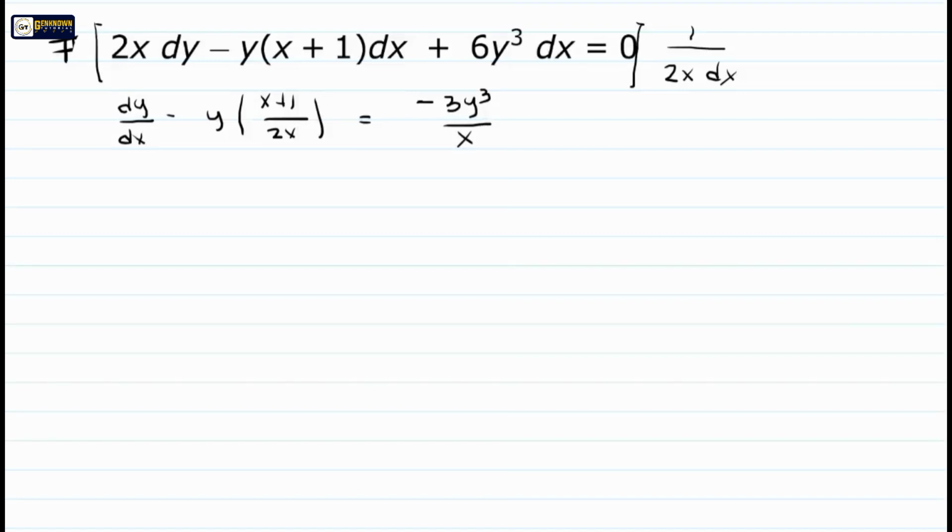So this is already the standard form of the Bernoulli equation, where the P of x is equal to this quantity, (x plus 1) over 2x, and the Q of x is equal to negative 3 over x. By the way, don't forget the negative sign here. So this is already included.